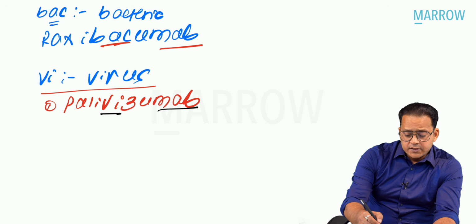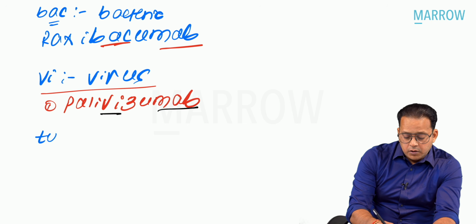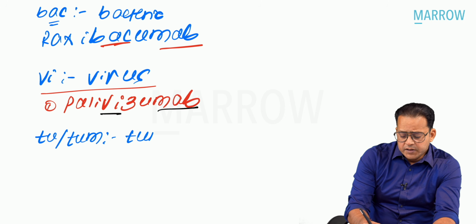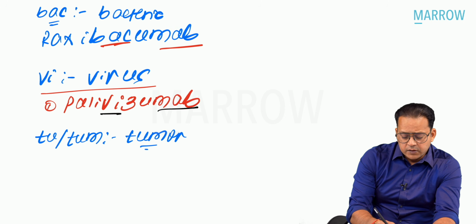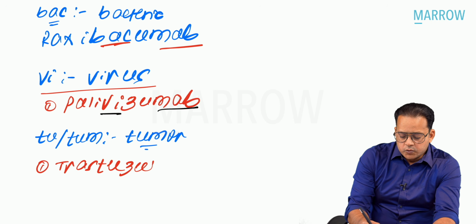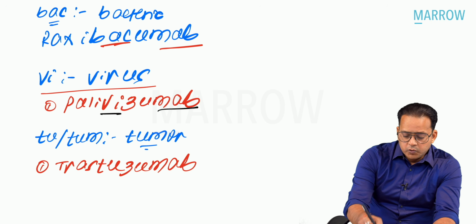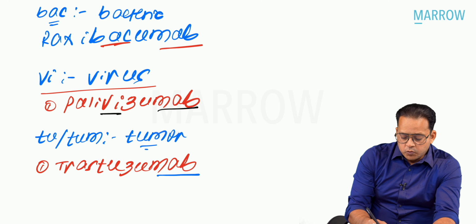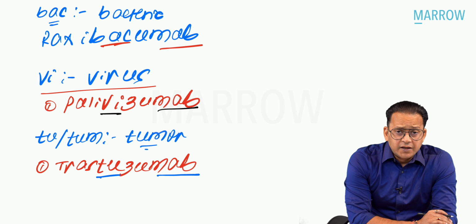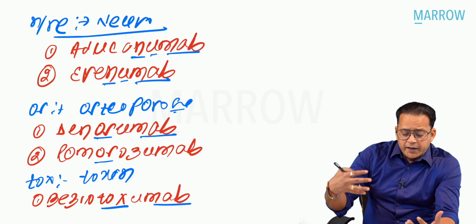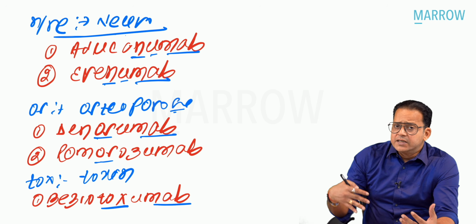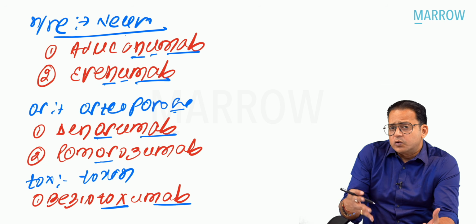If a drug has TU or TUM, it means it is for tumor. For example, let us talk about a drug called trastuzumab. So all of you know, MAB, which is TU for tumor. It is used in HER2 positive breast cancer. So guys, this is how you can identify the MABs. At least they will take you nearby to the system on which they act.